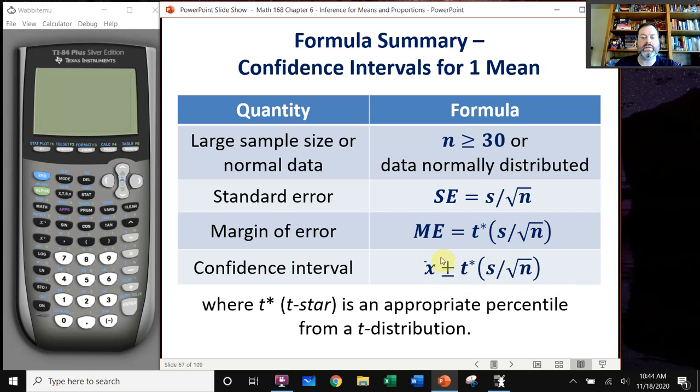For some reason in the PowerPoints, this x bar never shows up. It just has a little tiny bar. I don't know why that is. Microsoft doesn't seem to care. But that is an x bar.